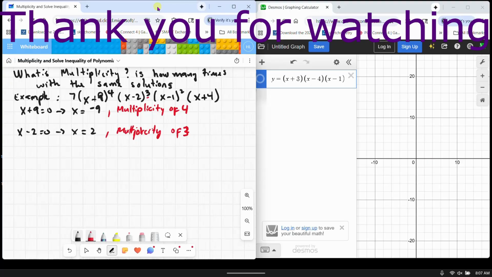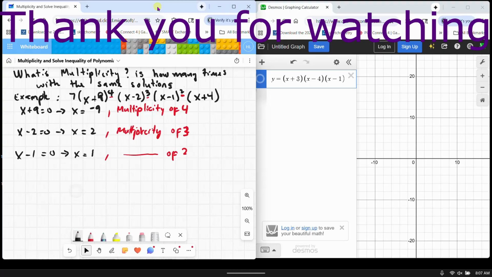Okay, let's move on to the next one. To solve x minus 1 equal to 0, x equals positive 1, and the multiplicity of this is 2 because the exponent is 2. So pay attention to the exponent.